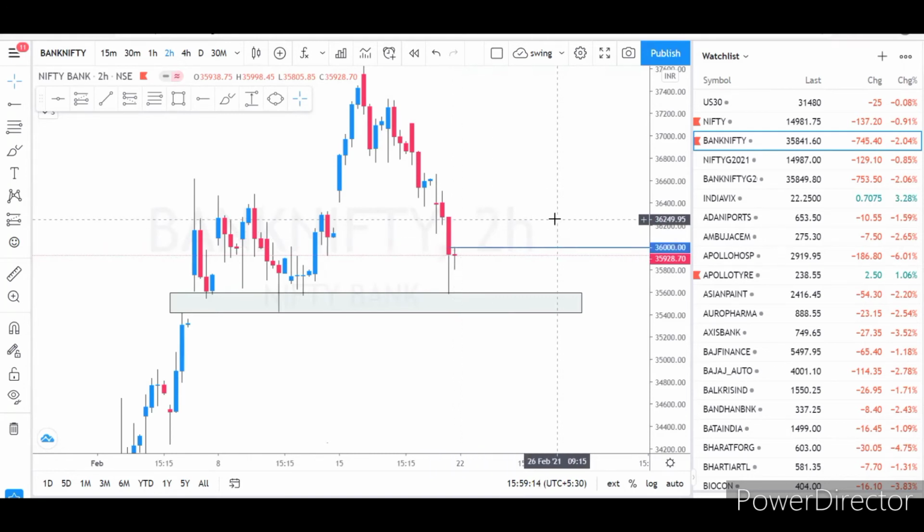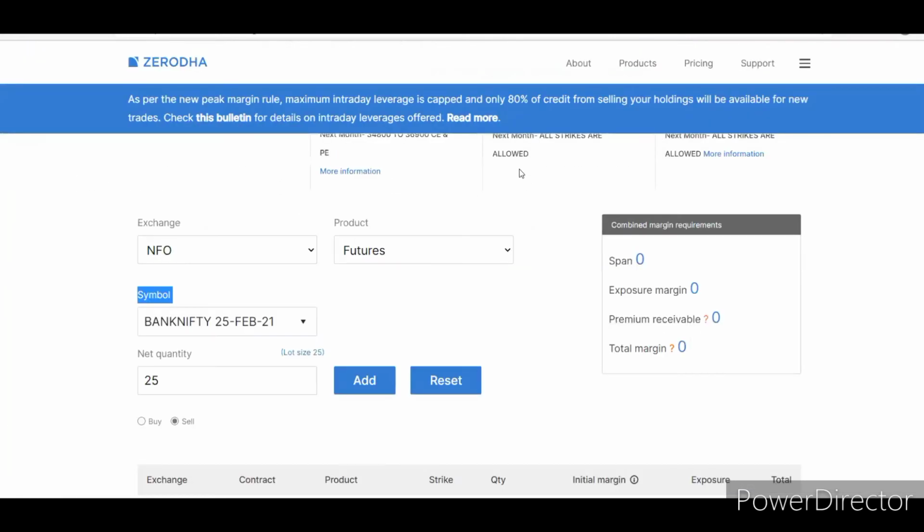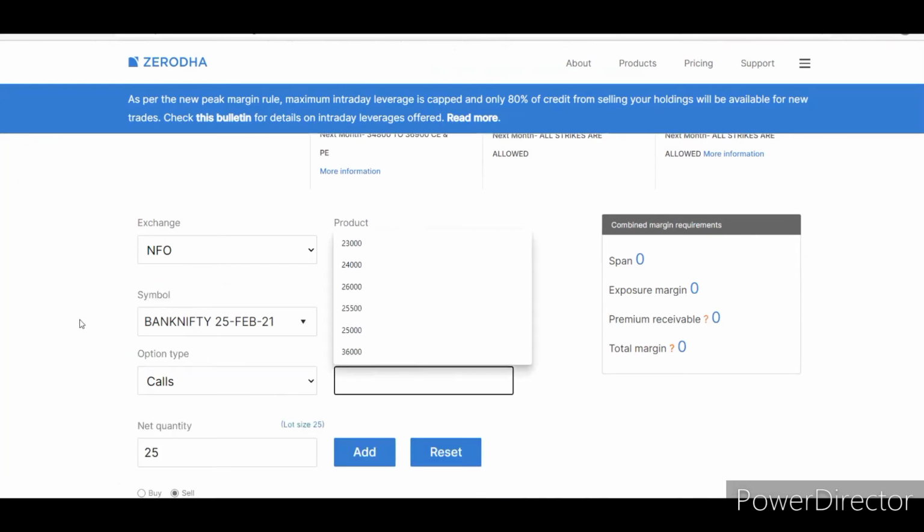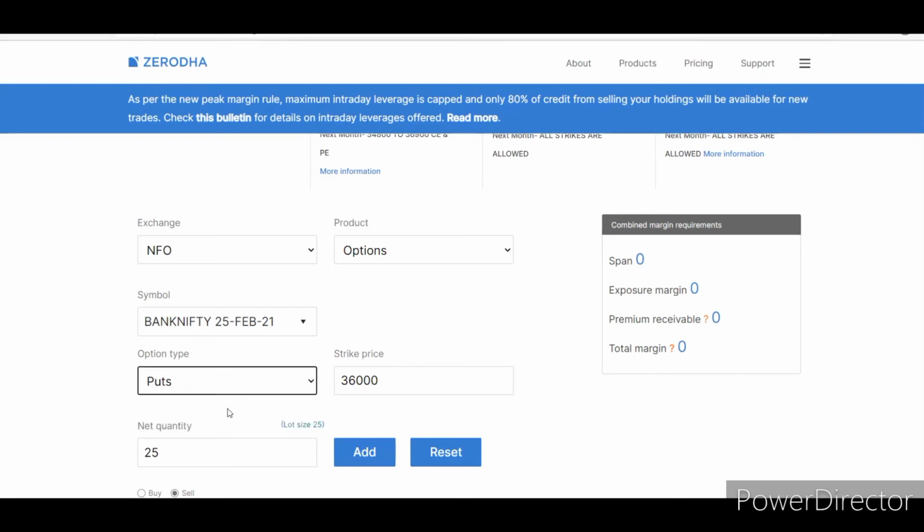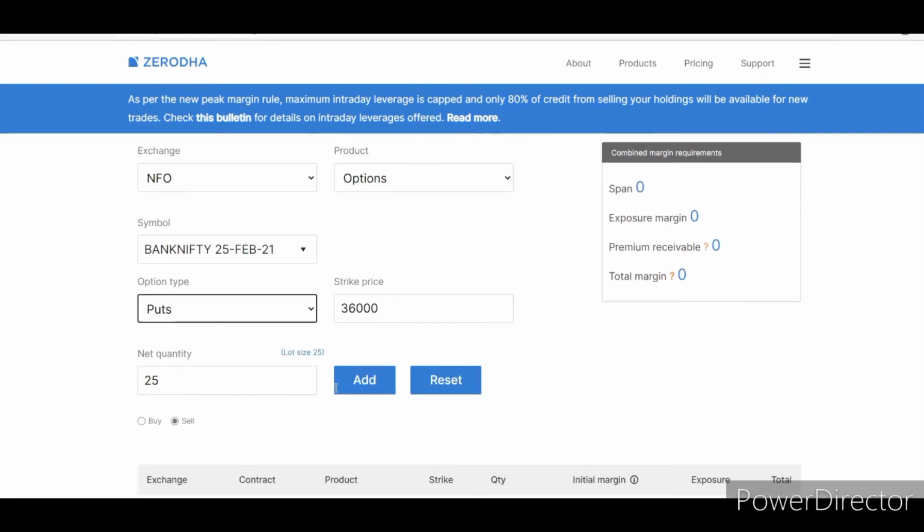So what are we doing as an option seller? We are selling the 36,000 put option. What will be the margin requirement for naked selling of the 36,000 put option? Let me take you to the Zerodha margin calculator where you can check all the margin requirements. This is the NFO. We need to change it to option. Bank Nifty is already selected. Our strike price is 36,000. Our put option, one quantity.